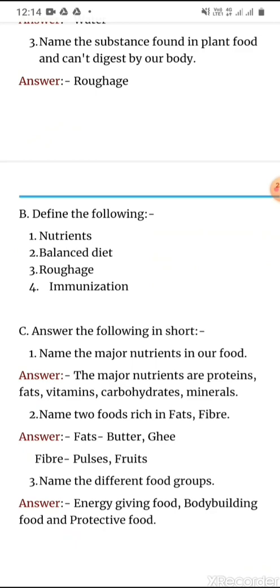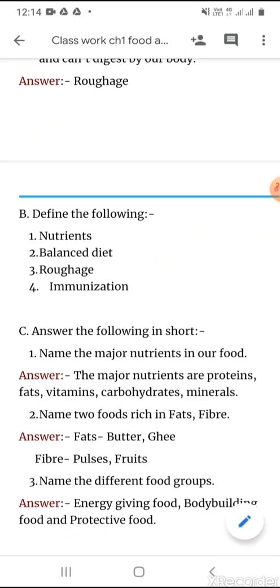Second question, name two foods rich in fats and fiber. Fats: butter, ghee, these are rich in fats. Pulses, fruits, these are rich in fibers.